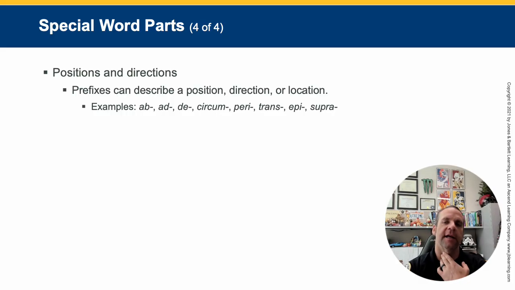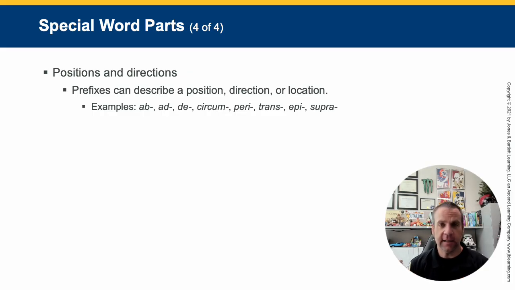Let's get into some of the more common terms you're going to see. For example, you're going to see a prefix of ab. This means away from, for example, abduction. We're going to cover this in lab a little bit more when we go over the directional terms, but abduction refers to the movement of a limb away from the body's midline. On the flip side, adduction means towards, as in movement of a limb towards the midline.